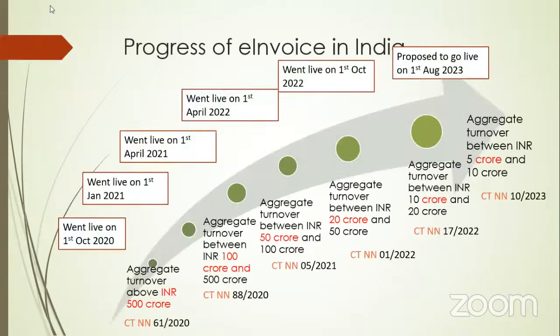Let's look at the timeline of e-invoicing. E-invoicing first went live for businesses whose turnover exceeded 500 crores from 1st of October 2020. After that, it was for 100 crores, and eventually it has come down to 5 crore according to the latest notification, that is Central Tax Notification 10/2023, and it has gone live from 1st of August.